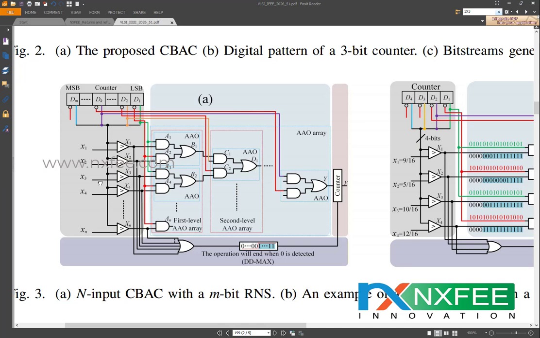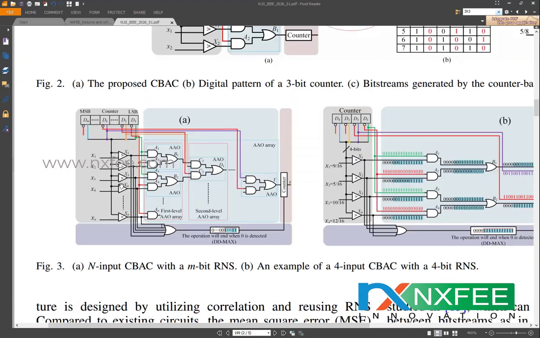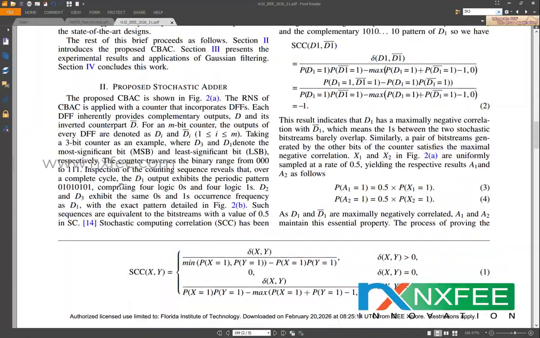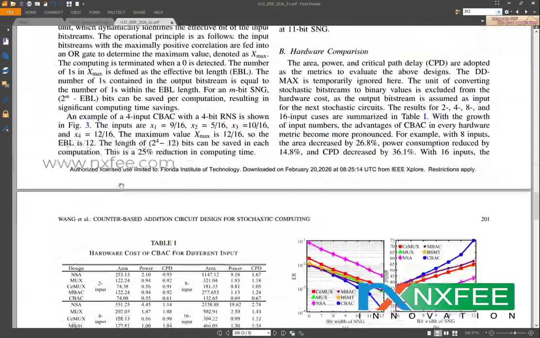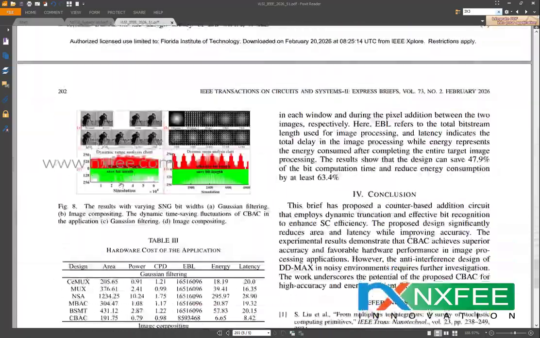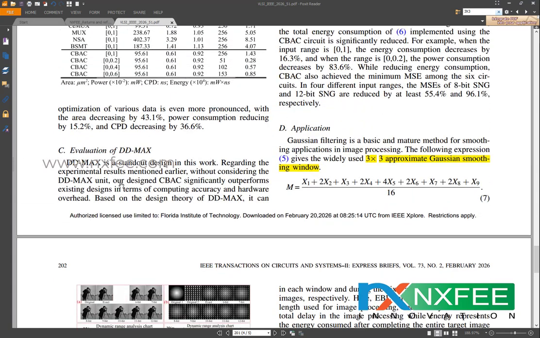Okay, so if we change this architecture to 9 inputs, it will support a 3 cross 3 CNN. 3 cross 3 CNN architectures also mean we can take the mean value easily, so that it will be used for image processing architectures. In this paper, they have already done some image processing work.